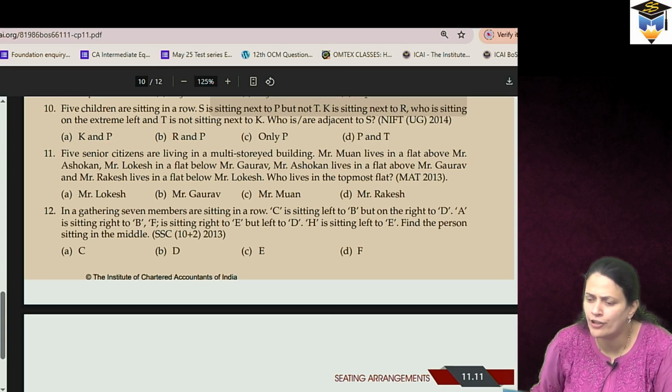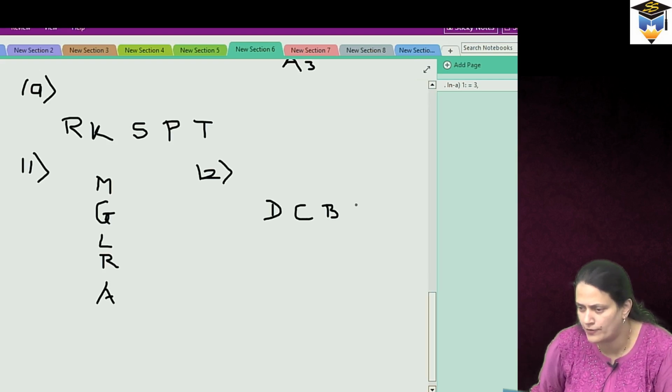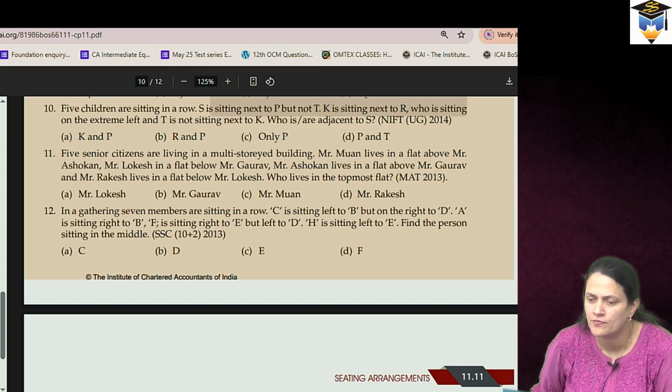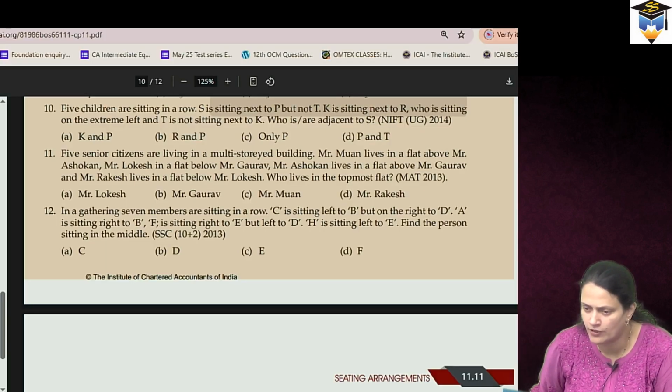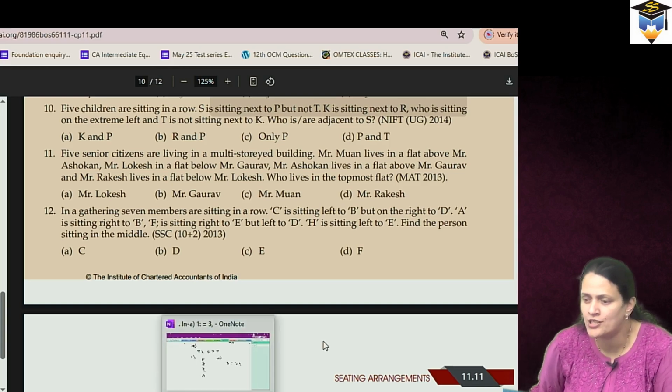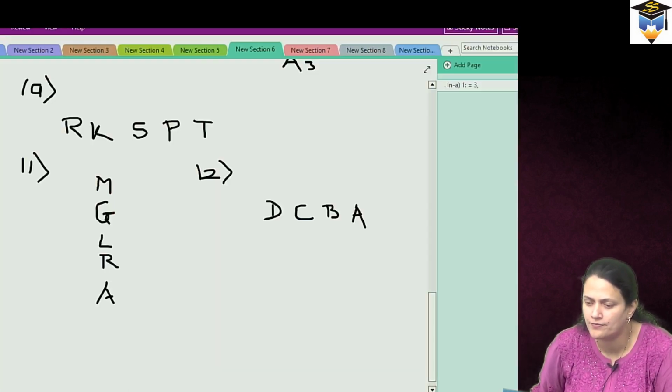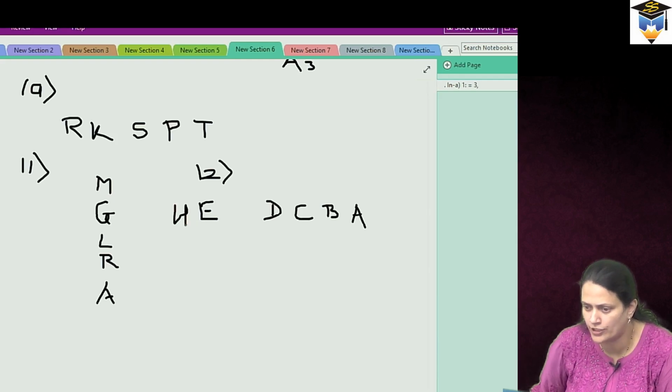A is sitting to the right of B. F is sitting to the right of E, so E is not given. Okay, there is nothing given over this. F is sitting to the right of E but left of D. H is sitting left to E. So if I take E somewhere here, H is sitting left to E, so H will sit over here.